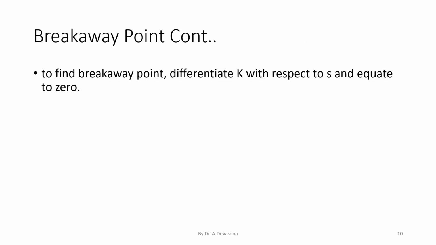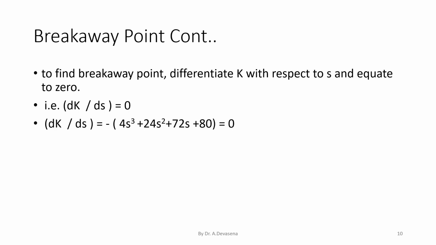To find the breakaway point, differentiate the value of k with respect to s and equate it to 0. That is, dk by ds is equal to 0. In the given equation, we have the value of k. We have to differentiate it with respect to s. If we differentiate, we obtain minus of 4s cube plus 24s square plus 72s plus 80 is equal to 0. That is, s cube plus 6s square plus 18s plus 20 is equal to 0.